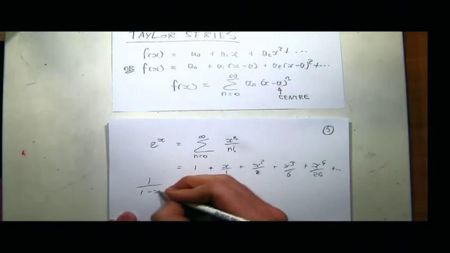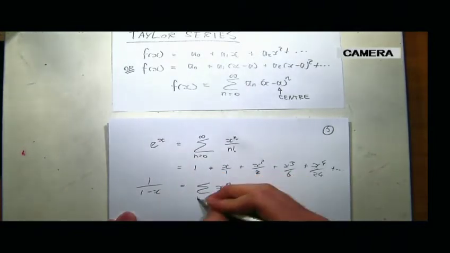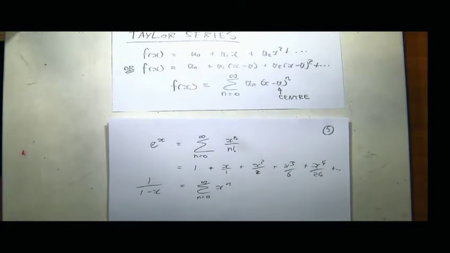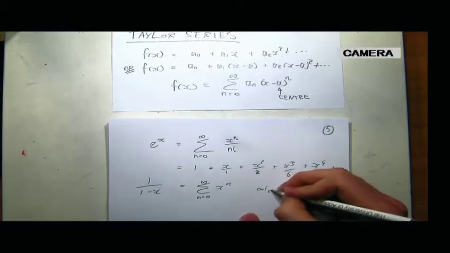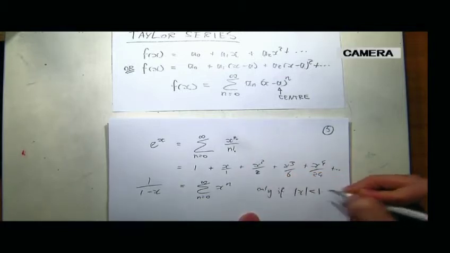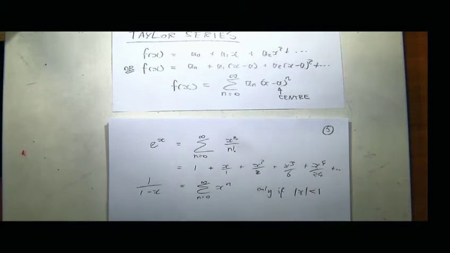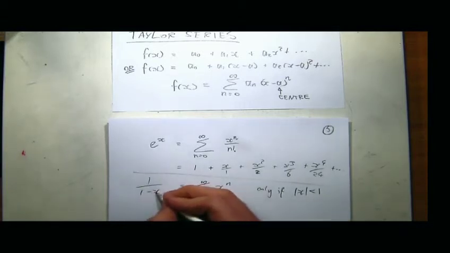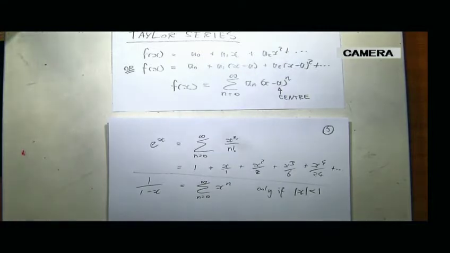And 1 over 1 minus x is that. So there's nothing attached to them, it's just 1 plus x plus x squared plus and so on. And this only works if the absolute value of x is less than 1. Or if it's a complex number, the modulus of x is less than 1. Okay, so they're your two most famous Taylor polynomials. These are in fact Maclaurin polynomials technically, because a Maclaurin one has that a, that centre, is 0.